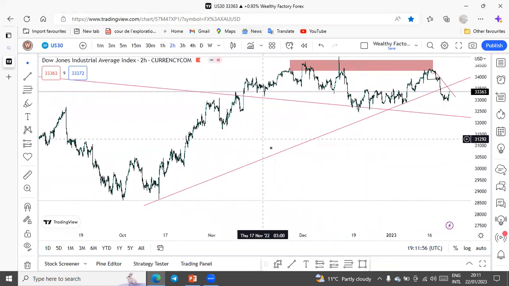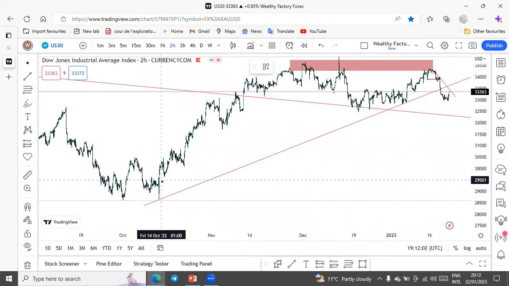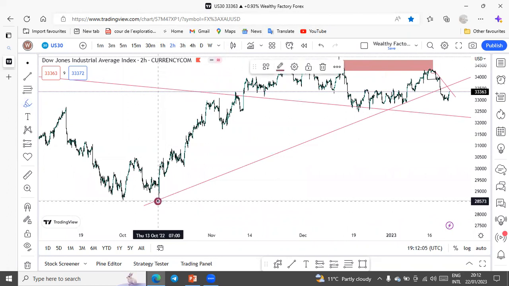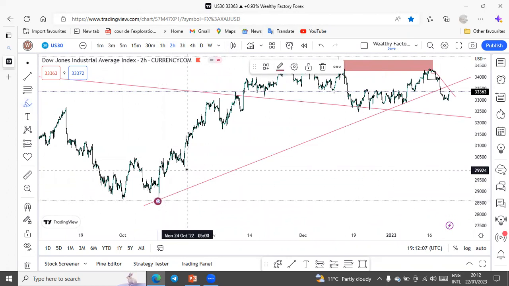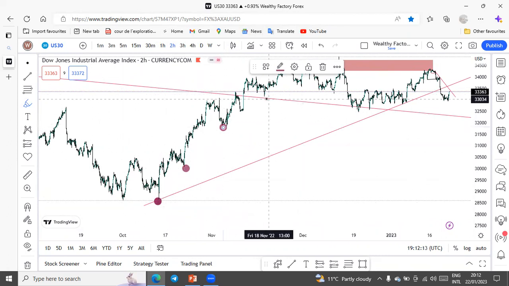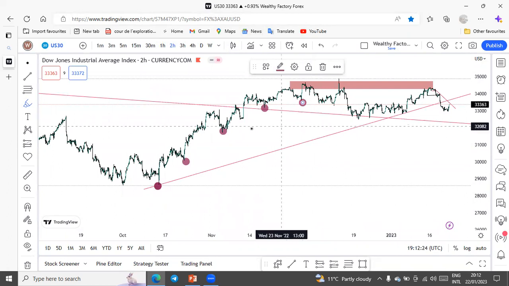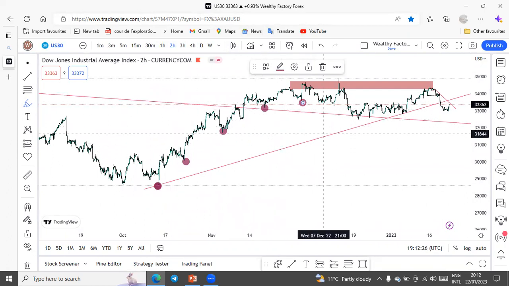So the good example of an uptrend we could give was here, starting from here. Look at this high, this was the low, the first one. Then this low here was higher than the previous one. This low here was higher than the previous one. This low here was higher than the previous one. Then this low here was higher than the previous one. Then we could easily say that this market was in an uptrend.